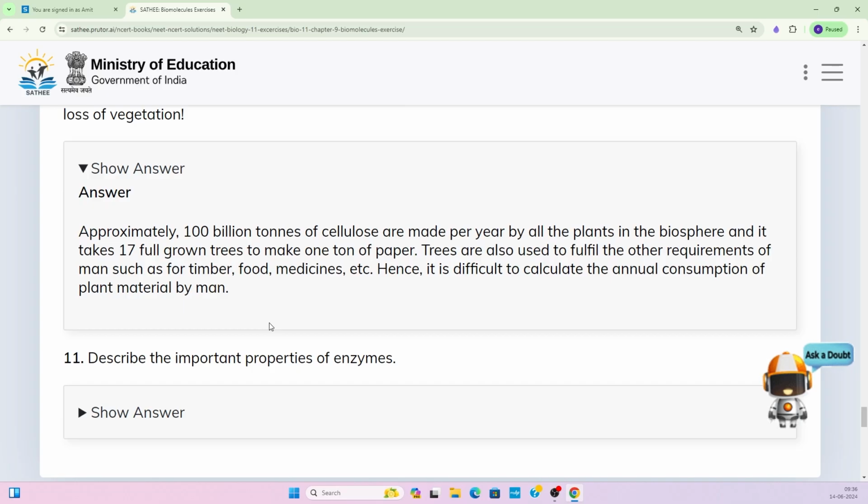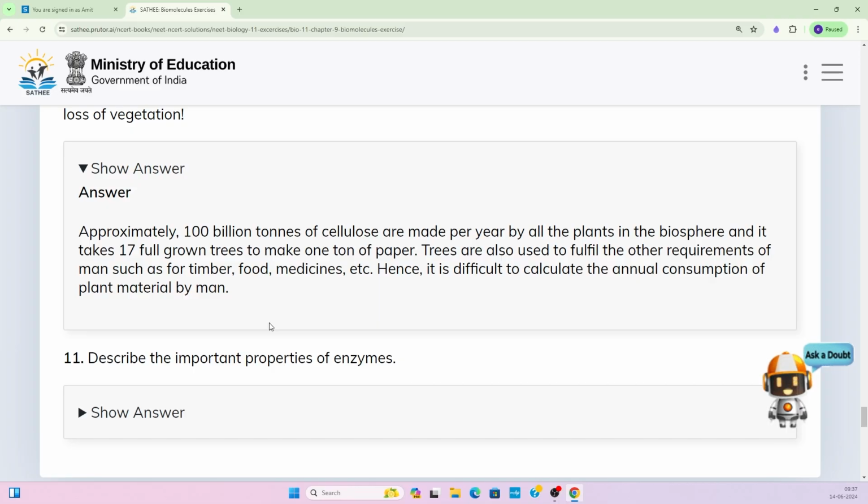So approximately 100 billion tons of cellulose are made per year by all the plants in the biosphere. So this is one of the data that is showing all the plants present in the biosphere. It is approximately 100 billion tons of cellulose that are made every year by the plants. And 17 full grown trees are needed to make 1 ton of paper. For 1 ton of paper, you require 17 full grown trees, right?